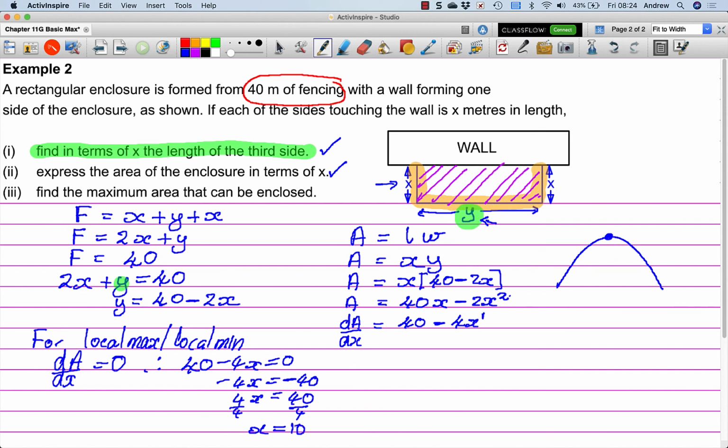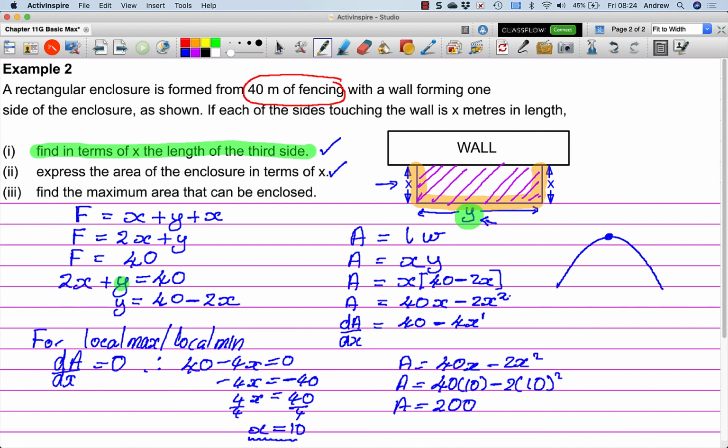Now, we want the maximum area. The maximum area is going to be given by the input value, x is equal to 10. So the area is 40x minus 2x squared. So when x is equal to 10, the area is equal to 40 times 10 minus 2 times 10 squared. So 40 times 10 is 400. 10 squared is 100 times 2 is 200. 400 take 200 is 200.